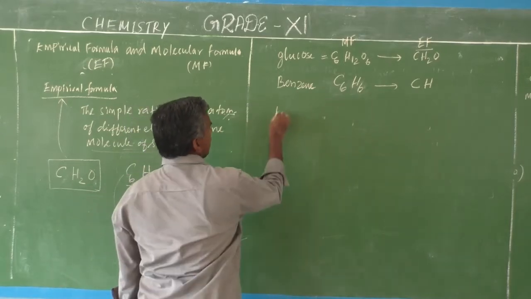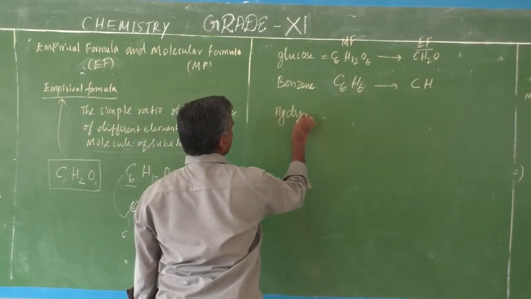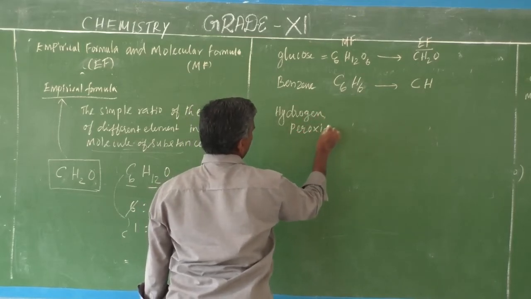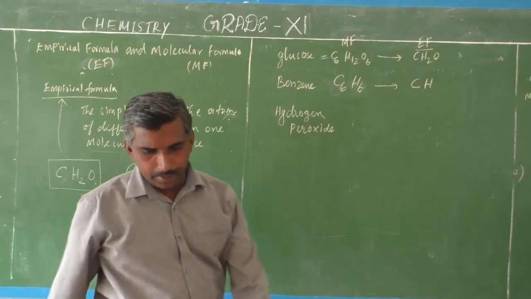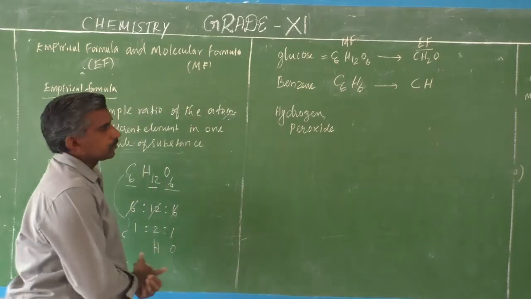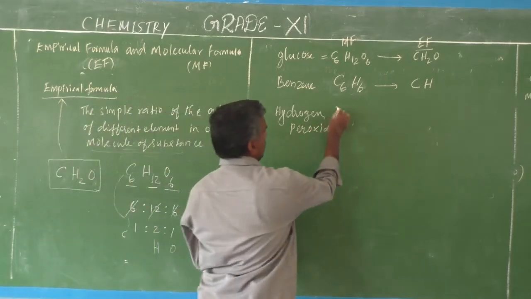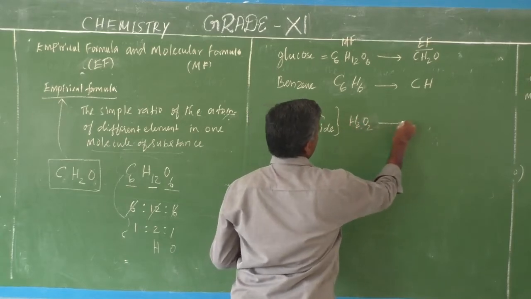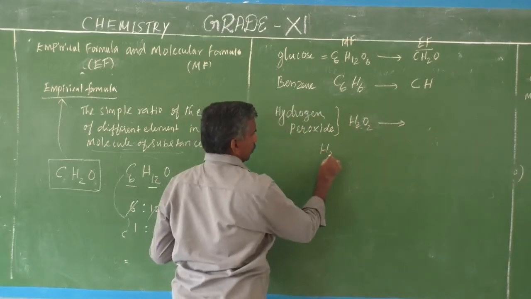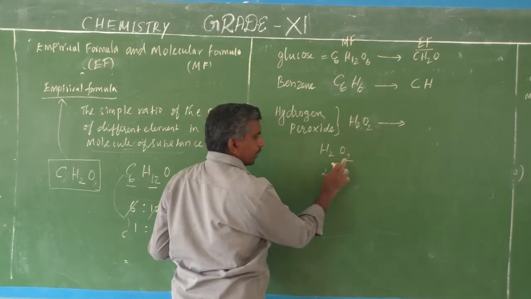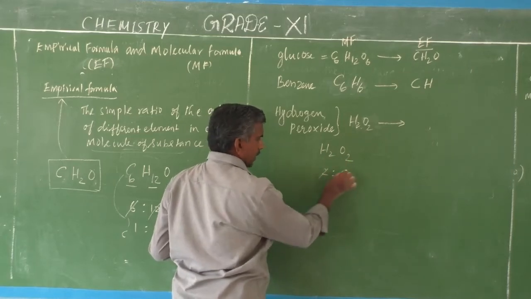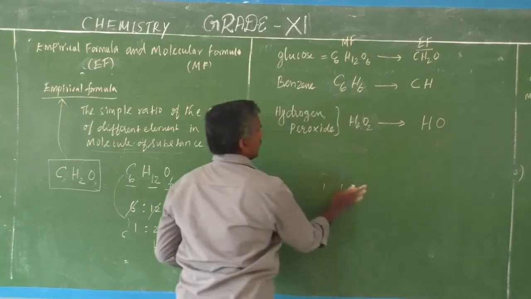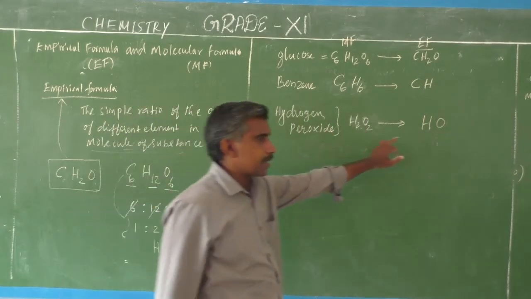Next, hydrogen peroxide. What is the formula? The molecular formula is H2O2. For the empirical formula, 2 hydrogen atoms and 2 oxygen atoms; the ratio cancels to 1:1, hydrogen 1, oxygen 1. This is the empirical formula of hydrogen peroxide.